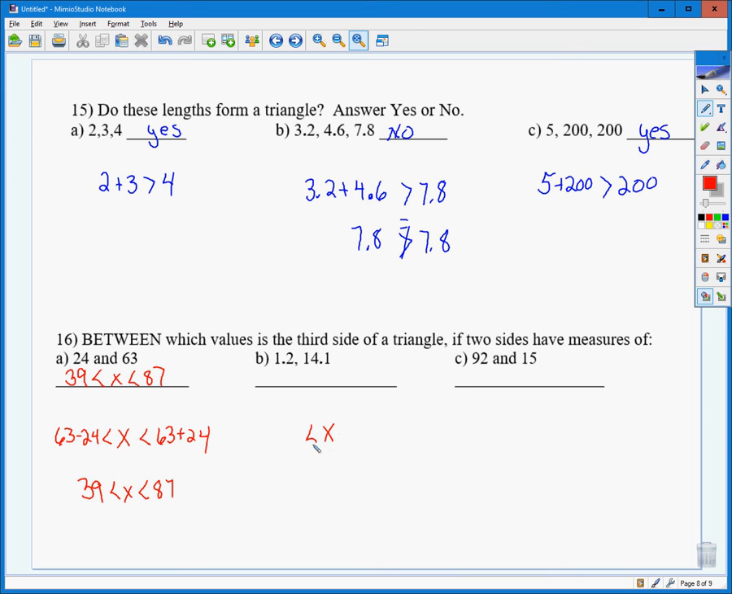Same thing all the way across. 14.1 minus 1.2 and 14.1 plus 1.2. 14.1 minus 1.2 is 12.9. And 14.1 plus 1.2 is 15.3. So I know x has to be bigger than 12.9, but it has to be less than 15.3.